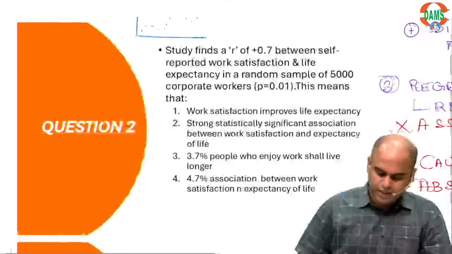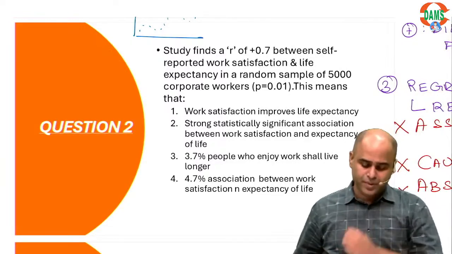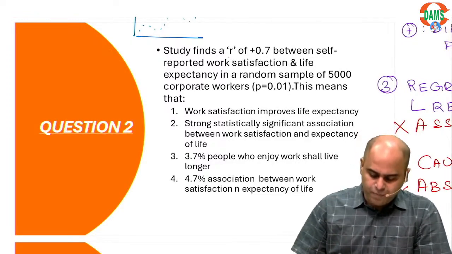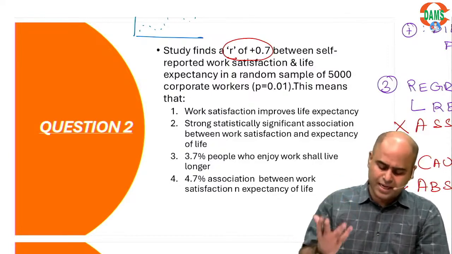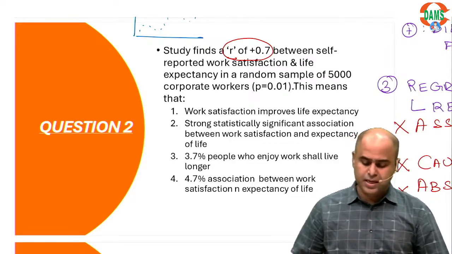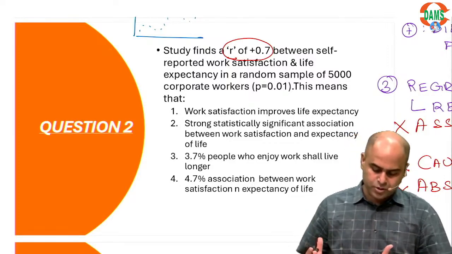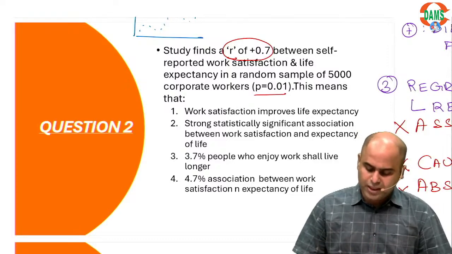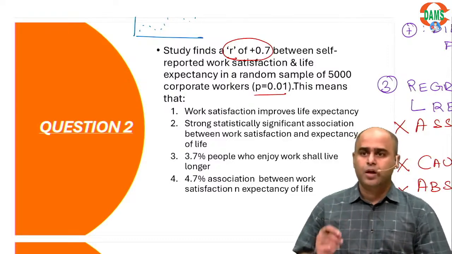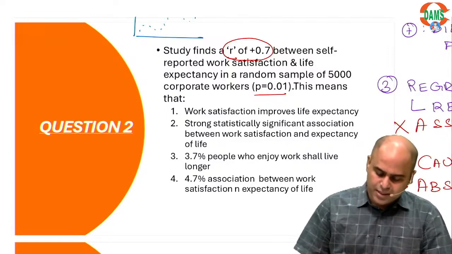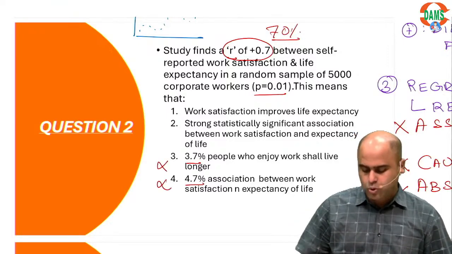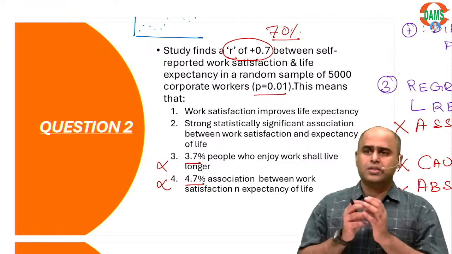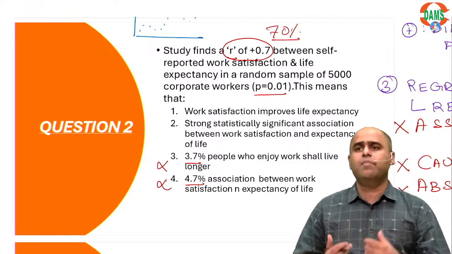Now this brings me to the second question. A study finds an R of 0.7 between self-reported work satisfaction and life expectancy in a random sample of 5000 corporate workers, with a p-value. What does this mean? 0.7 does not mean 70%. So 3.7, 4.7, absolutely not. They cannot be, because 70% is what I am bothered about.